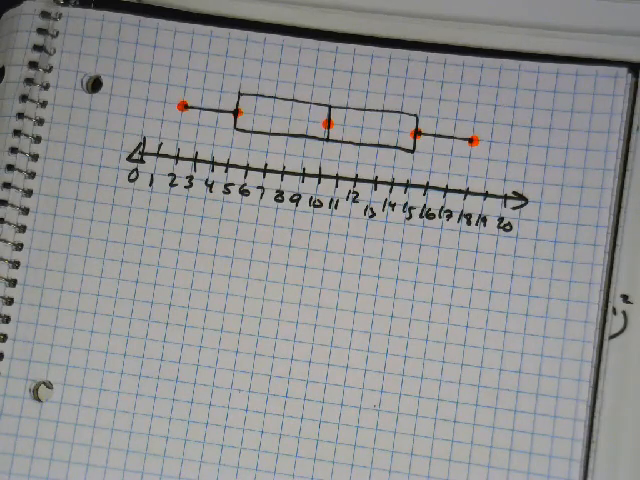You'll see this graph, and then you have to be able to read it. From this graph, you should be able to identify the minimum, the maximum, the median, upper quartile, and the lower quartile.